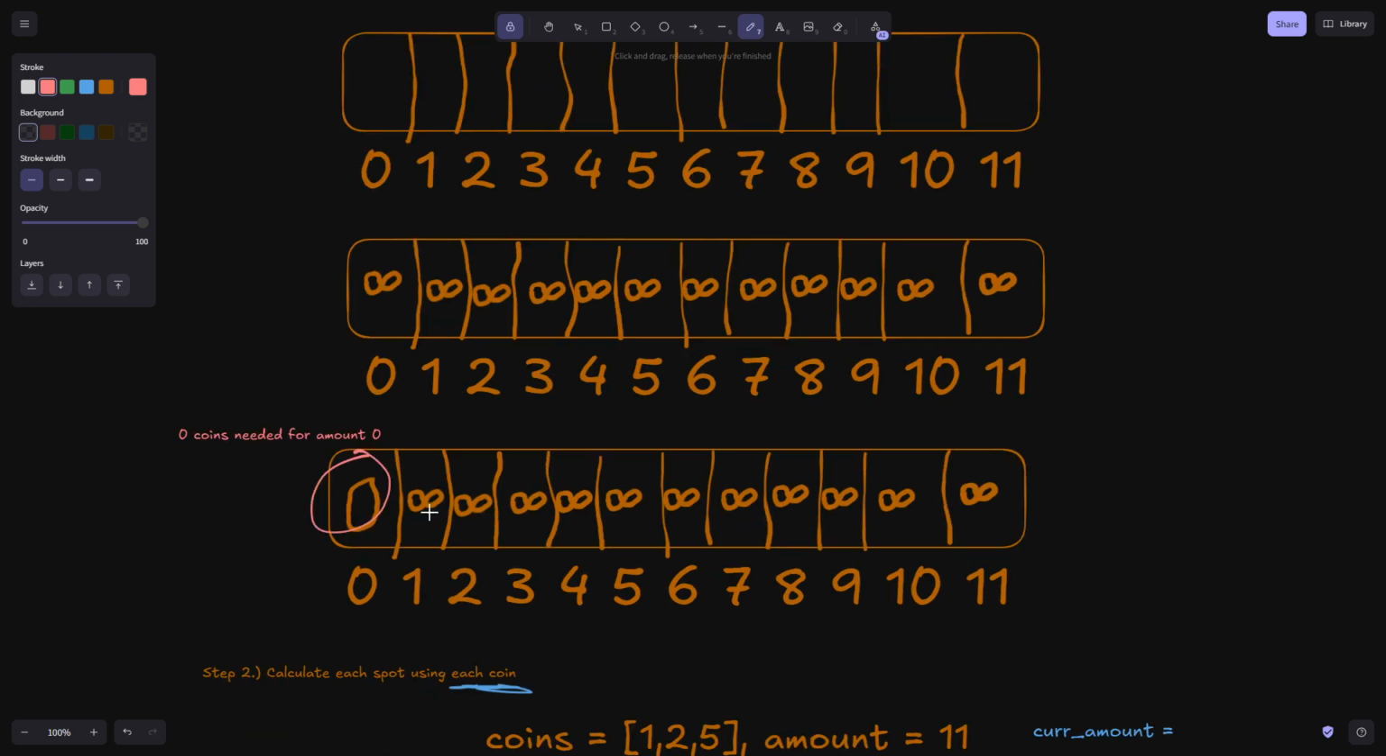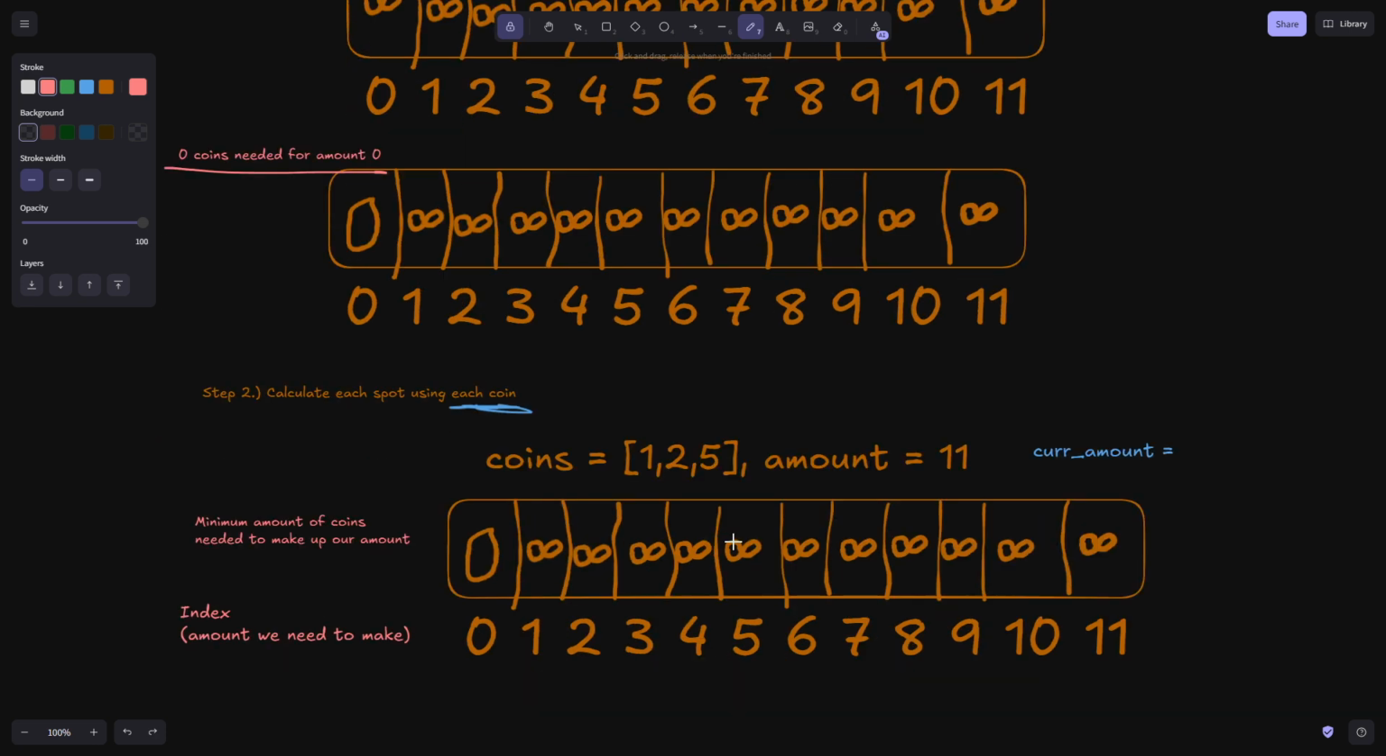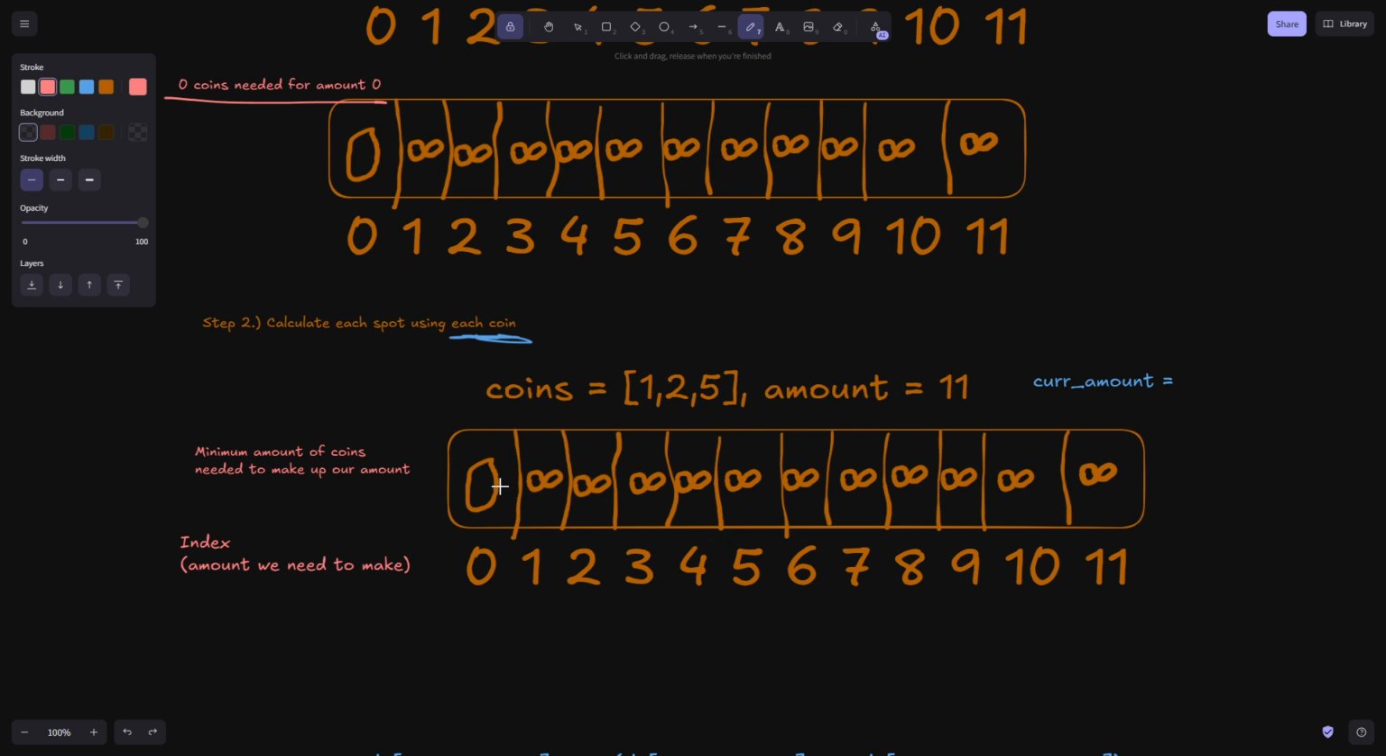DP of 0, the 0th index, should be set to 0 because there are 0 coins needed to make this amount 0. And really, you can think of the way we're going to do this is we're going to go through this array, and we're going to calculate the amount needed to make each position. And obviously, this last index here is basically the grand prize. It's what we want to get to, because we want to find the fewest number of coins needed to make up the amount, which is 11.